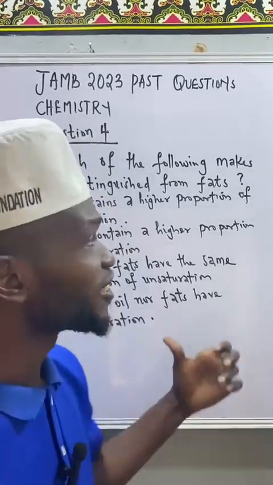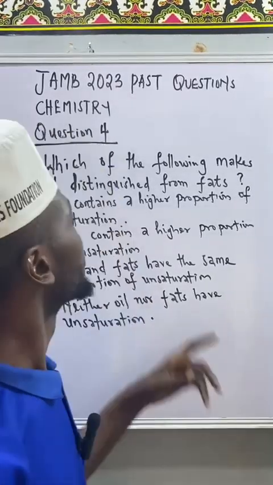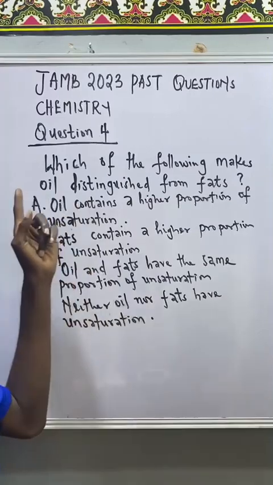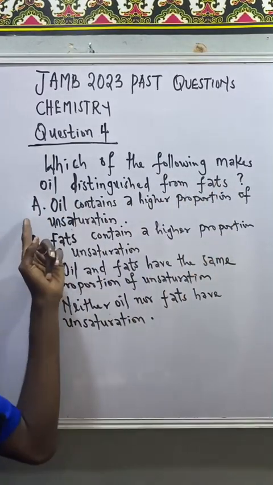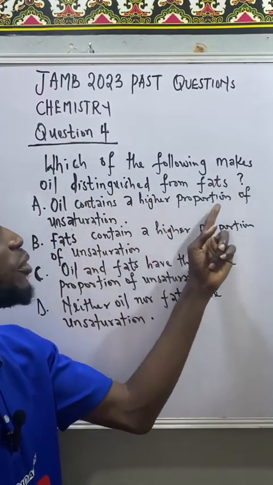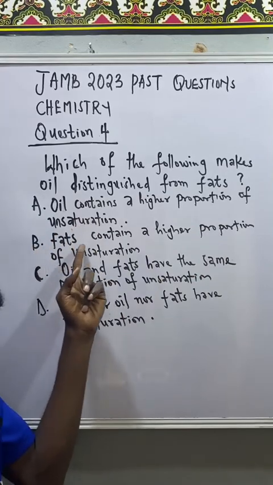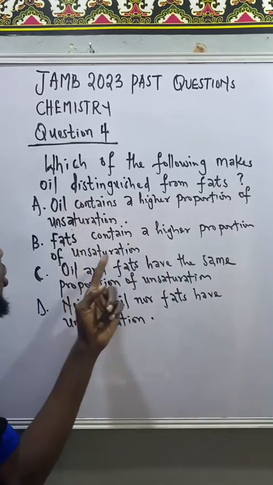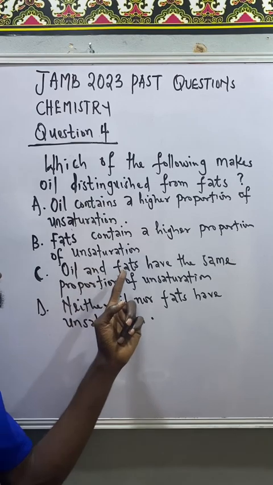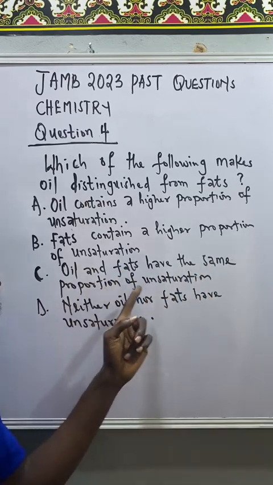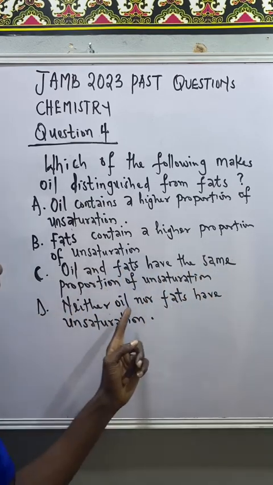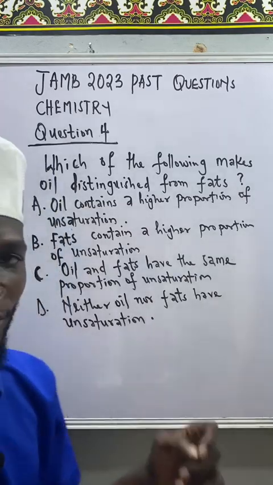Question 4, JAMB chemistry. Which of the following makes oil distinguish from fats? A. Oil contains a higher proportion of unsaturation. B. Fats contain a higher proportion of unsaturation. C. Oil and fat have the same proportion of unsaturation. D. Neither oil nor fats have unsaturation.